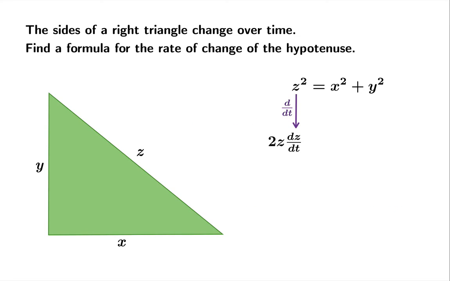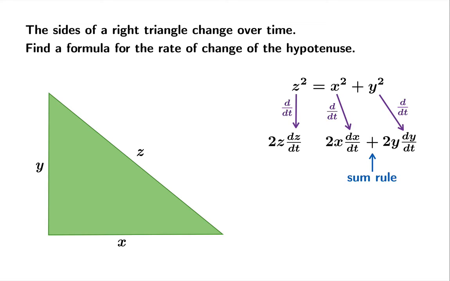So that's what the derivative of z squared looks like. And of course, the same kind of reasoning applies for x squared and y squared. And so these are your derivatives with respect to time here. We've got a sum rule. The derivative of a sum is the sum of the derivatives. And so here's our equation, which relates these rates of change.